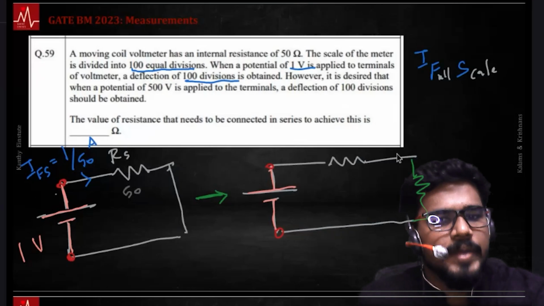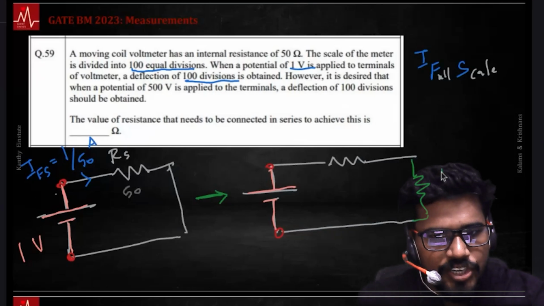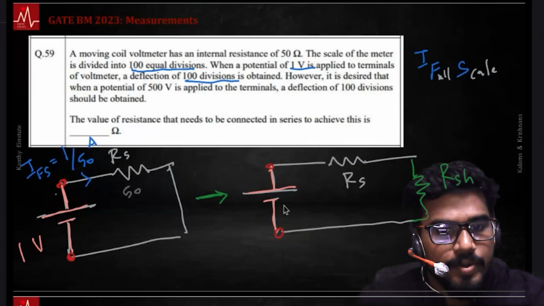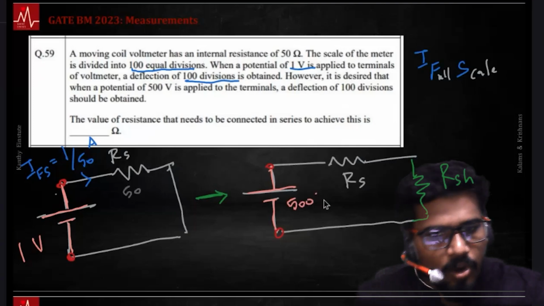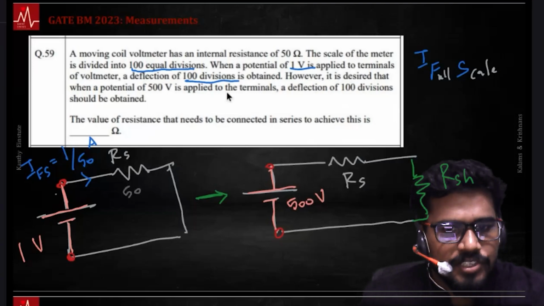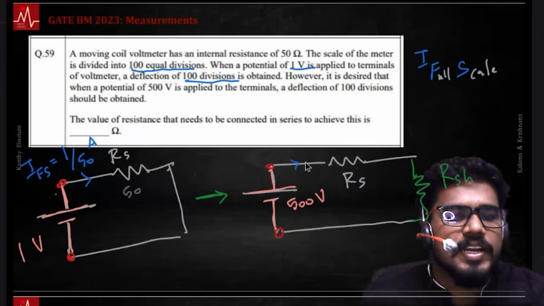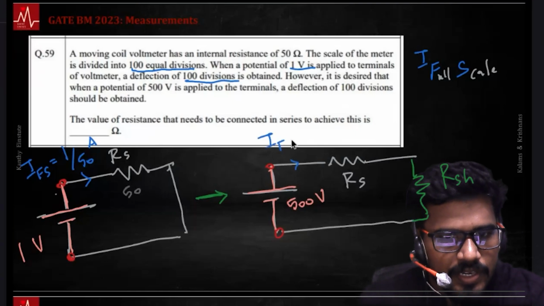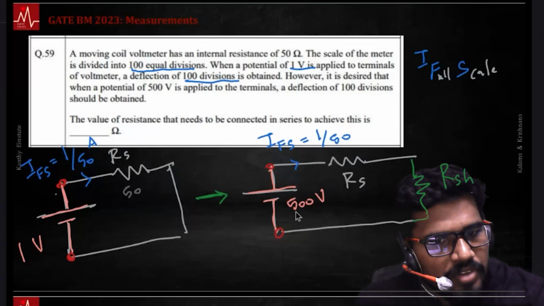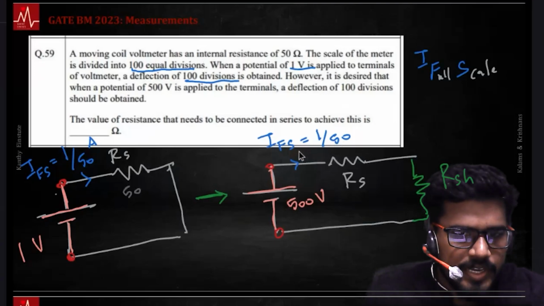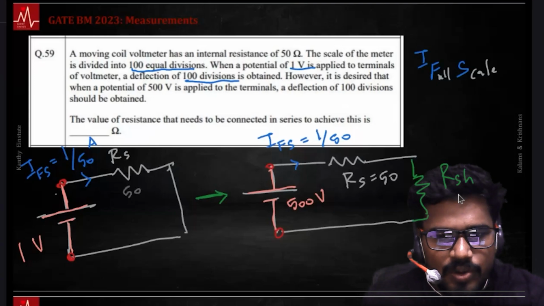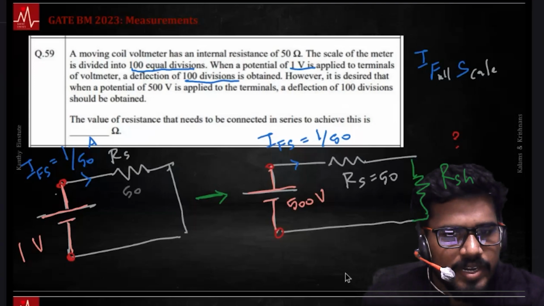Now in this scenario, we are going to make a change to the circuit: we are going to add an R shunt. The internal resistance remains the same, but in this new scenario we want to be able to measure 500 volts. We modify the circuit by adding one more shunt. When you put in 500 volts, you again want 100 divisions, so this should again result in full scale current, I FS. You can only do that with a shunt resistance. This current is 1/50, and RS is already 50. So the only unknown here is RSH, which can be quickly found out.